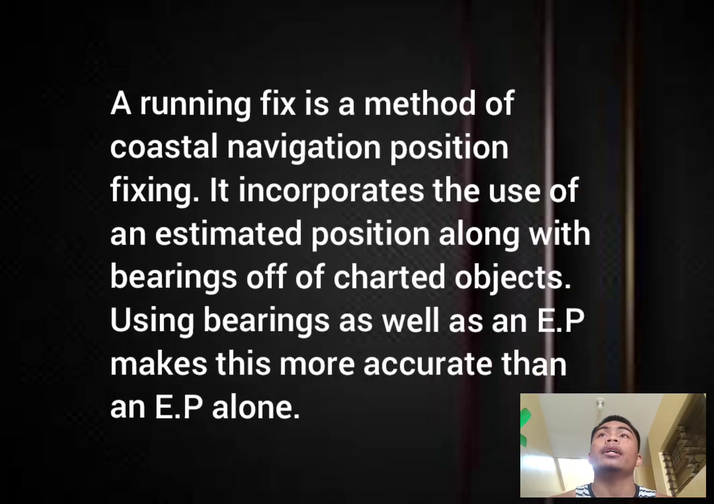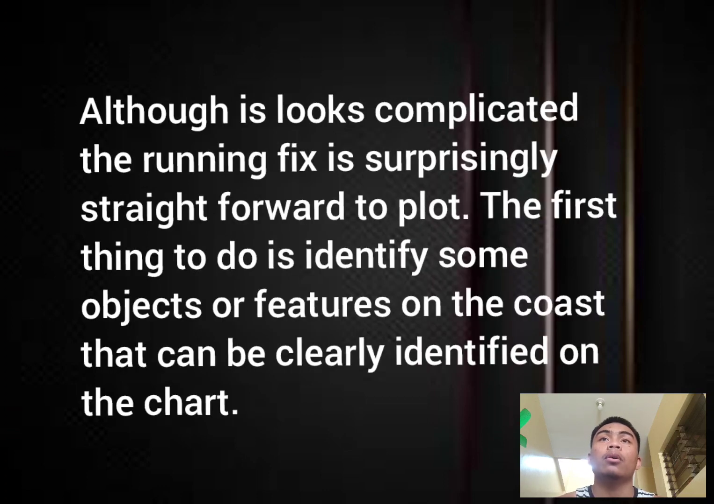So, I have learned that the running fix is a method of coastal navigation position fixing. It incorporates the use of an estimated position along with bearings of charted objects. Using bearings as well as an EP makes this more accurate than EP alone. Although it looks complicated, the running fix is surprisingly straightforward to plot. The first thing to do is identify some objects or features on the coast that can be clearly identified on the chart.